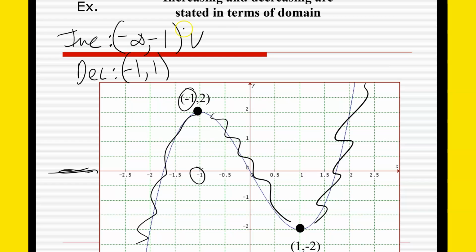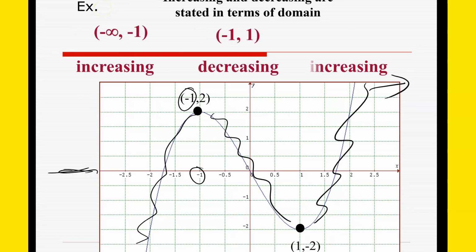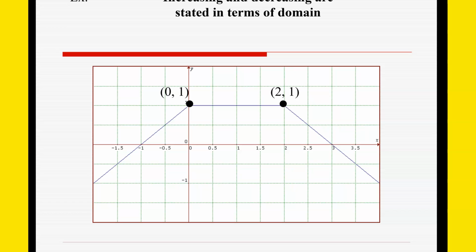Then it's increasing again from there, all throughout there. That's why I put it here with a union symbol. From 1, as far that way as you want to look, to infinity on the x-axis. Okay. As we said. Try to answer this one.